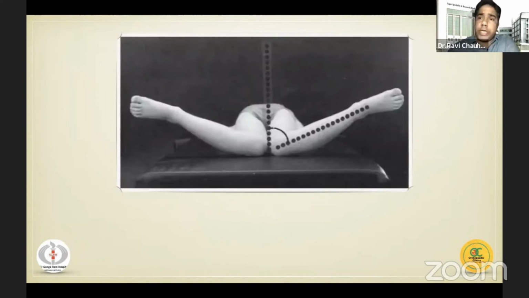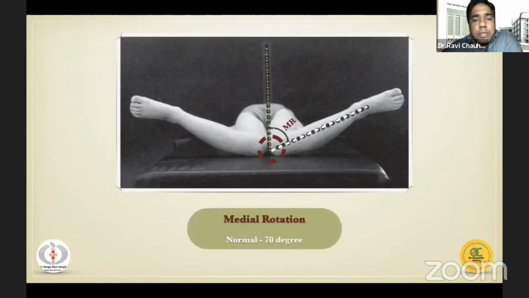Then moving to the rotations at the hip. One axis along the leg, one axis perpendicular to the couch. And if we put a goniometer over here, the angle between these is the medial rotation of the hip. Medial rotation is normally 70 degrees.